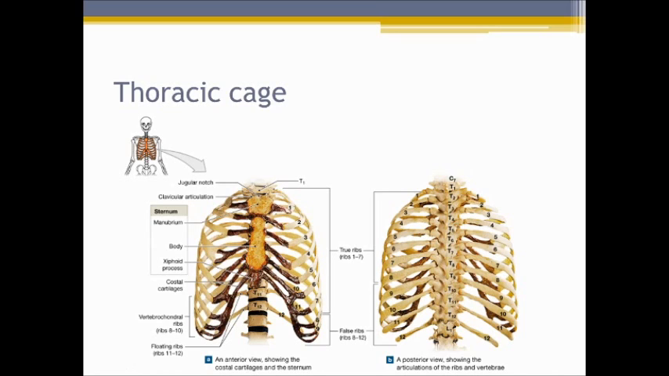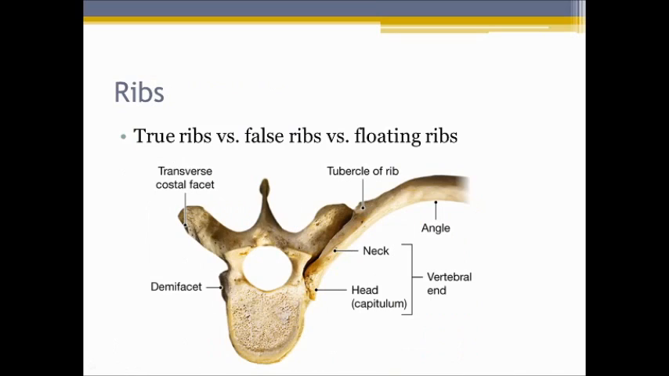You have true ribs, false ribs, and floating ribs. True ribs are ribs 1 through 7. True ribs because they attach directly to the sternum. False ribs are ribs 8 through 12. And they are called false ribs because they don't directly attach to the sternum. They attach via cartilages that attach to other ribs' cartilages. And then you have floating ribs, ribs 11 through 12.